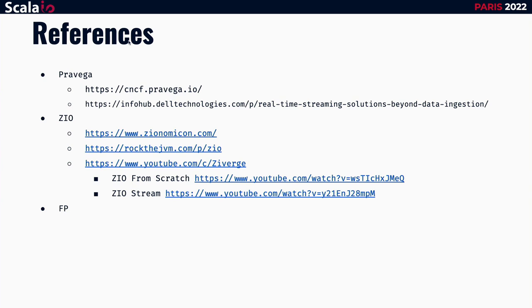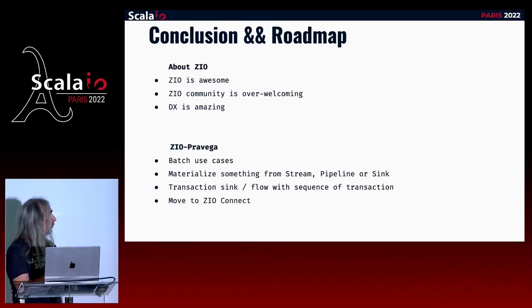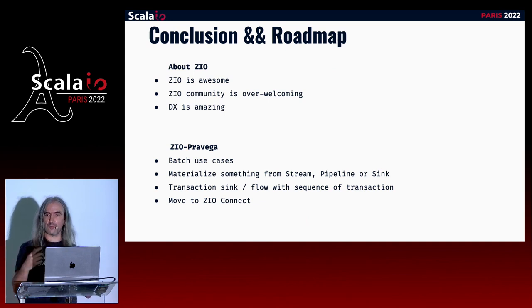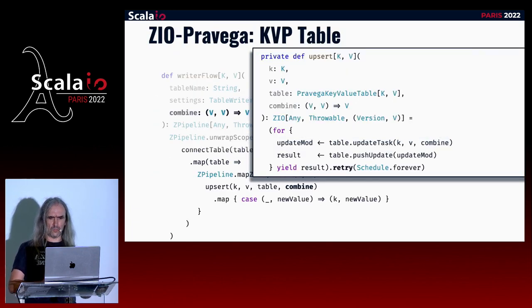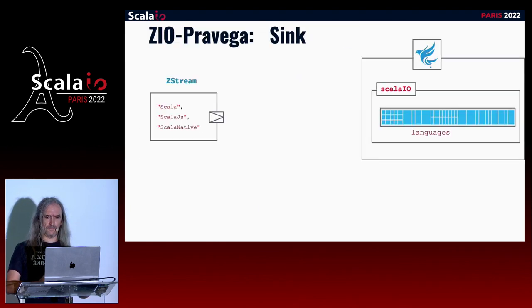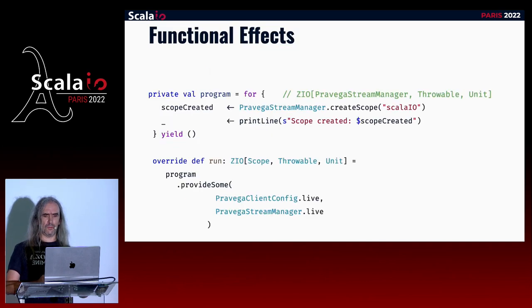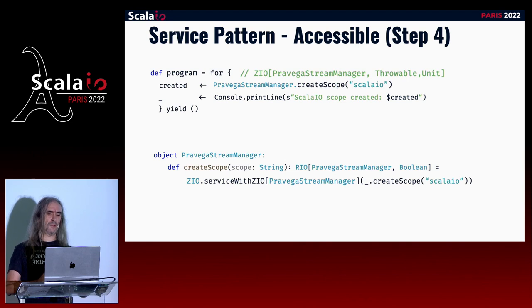To the conclusion, it's very fun. The only pain point I have is to express the accessible methods. If you remember, it was this part. This is the only pain point with the IO. You have to write this helper method for all the methods you want to access.